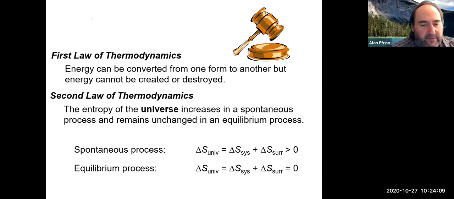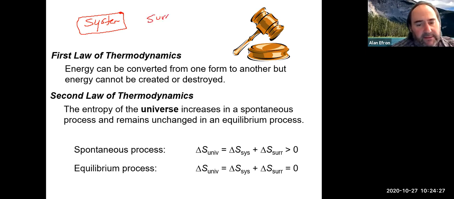And usually what we deal with when we talk about thermodynamics are two things, which is the system. The system is pretty much anything that you're dealing with. So in the laboratory, for example, if you're doing a reaction in the beaker, that's your system. If you're doing it in a test tube, that's your system. Everything else is what is known as the surroundings.